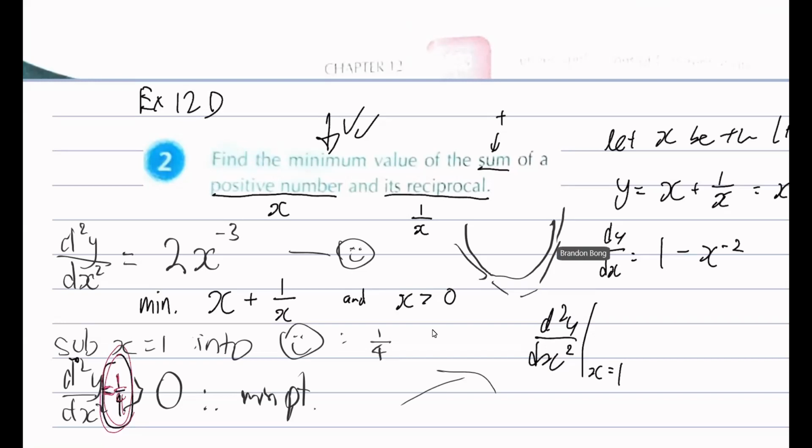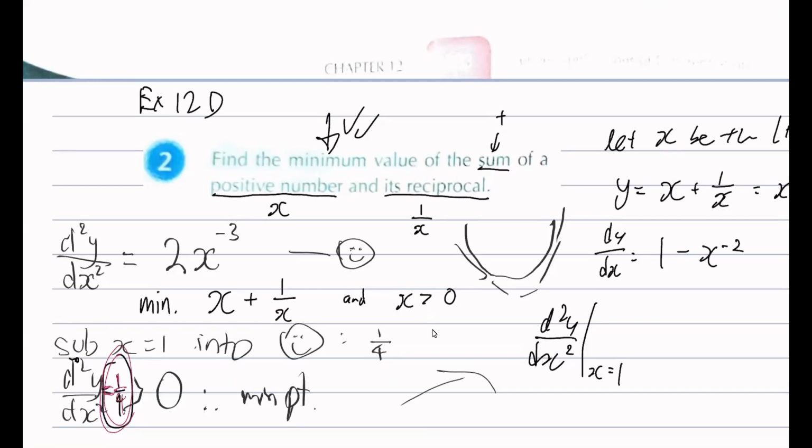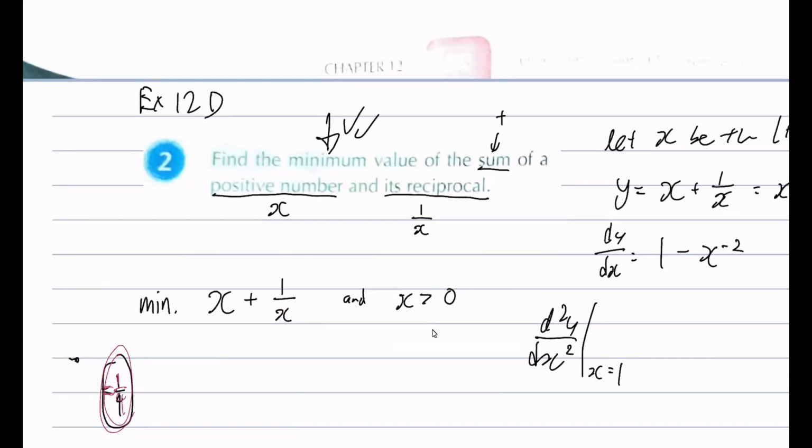Okay, done. Easy question. Oh, you want to go through the logic? How it's a minimum point? Wait, do I have to know the logic, or can I just remember it as, if it's more than 0, that means it's minimum? For exam purposes, you don't really need to know the reason. Oh, okay, cool. I like second derivative test. Yeah, it's very fast.